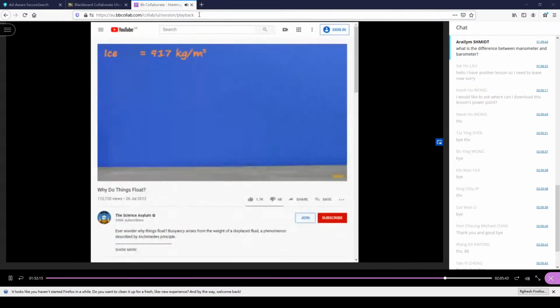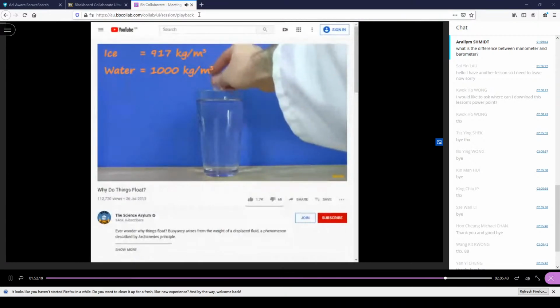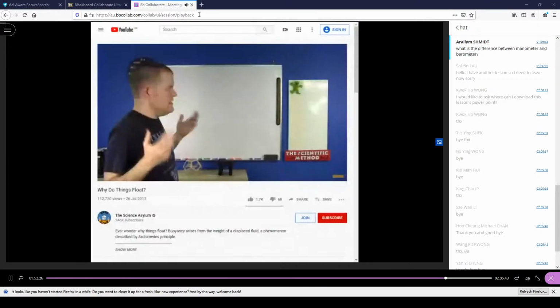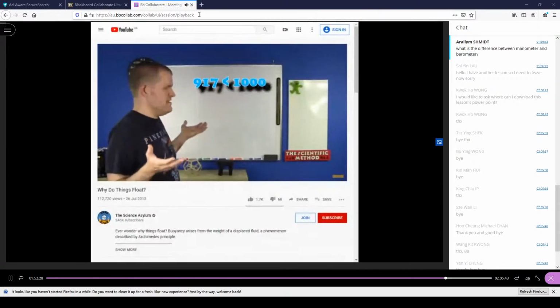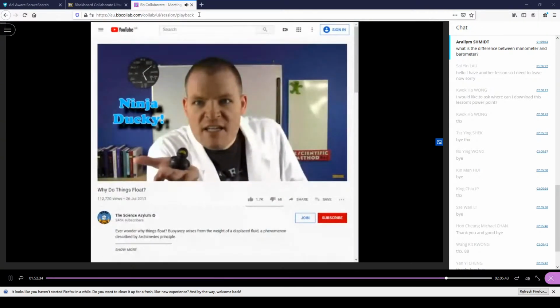Experiment time! I'm going to place this piece of ice, skull, into this glass of cold water. Bam! It floats. I can even push it into the water, and when I release, it floats back up to the top. Yeah, 917 is less than 1,000, so it floats. That's a nice trick, but what happens if you replace the ice with Ninja Ducky?